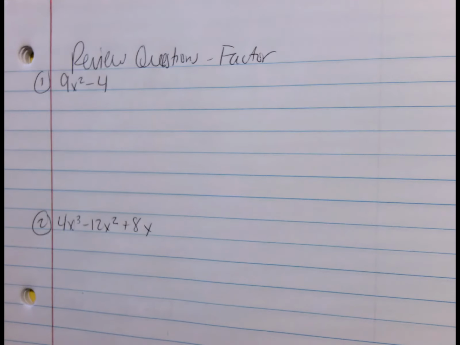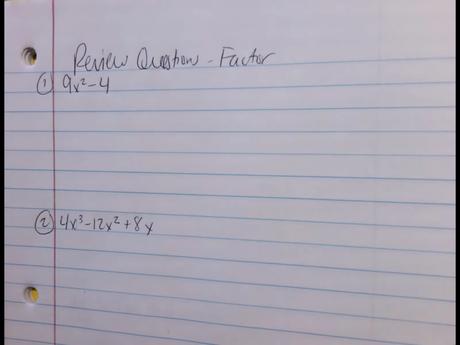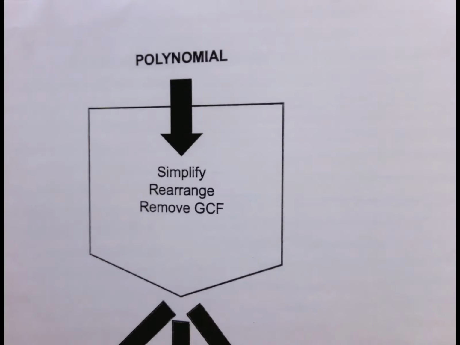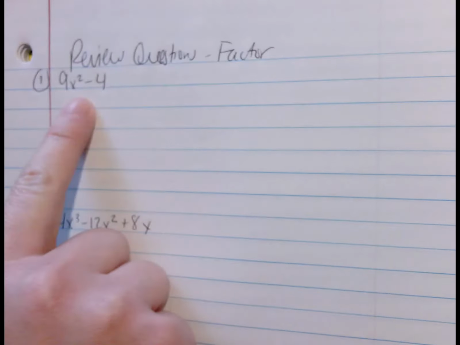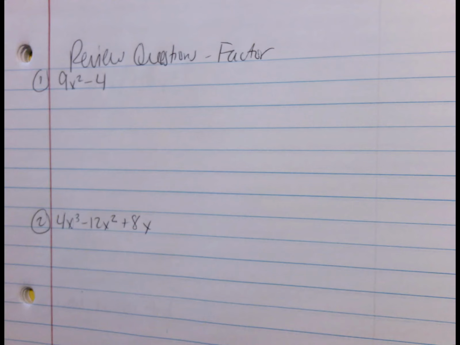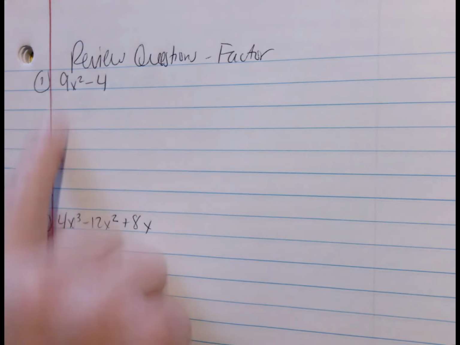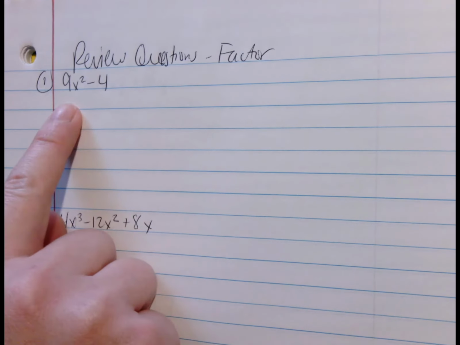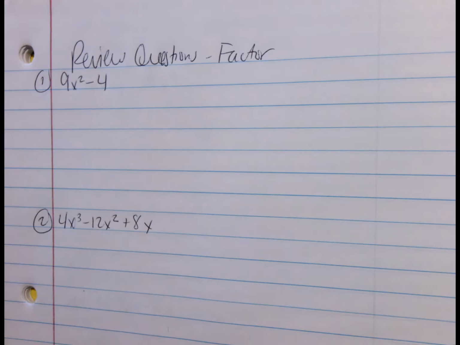But on these, remember we have the funnel, so our original starting point is always going to be to simplify, rearrange, and remove the greatest common factor. So on these, check for it. Simplify means that we have some like terms that need to be combined, and here we don't have that. Rearrange means it's not in standard form, and it is currently in standard form, so we can go ahead and leave it.